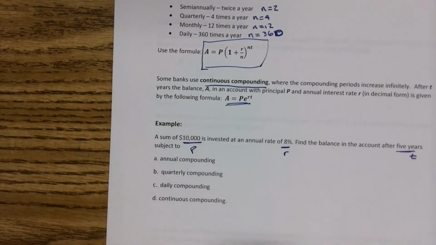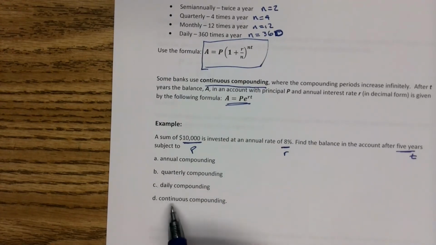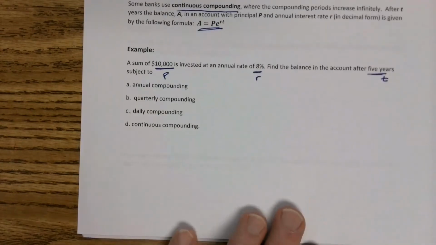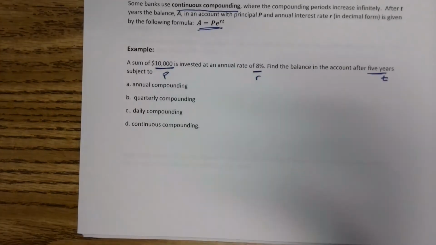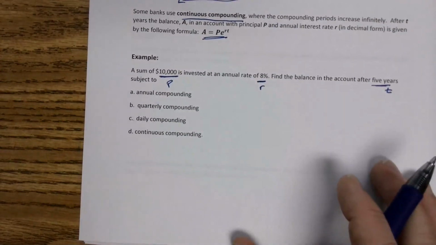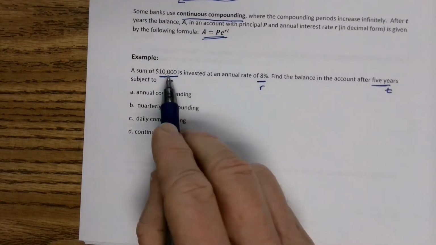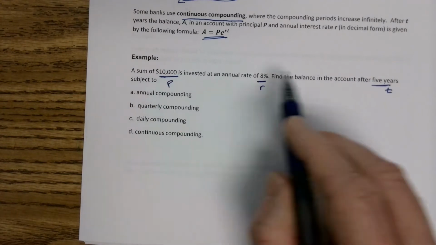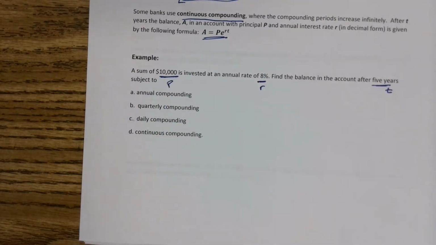And they want to know the difference between annual, quarterly, daily, and continuous compounding. So this is actually 4 problems in one. So this is what your homework is going to look like. Just do this multiple times. But it's all calculated. Make sure that your answer makes sense. So if you invest $10,000 for 5 years, you will not come out with $1 million. You will not do that.